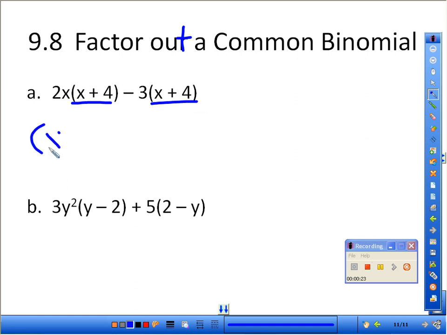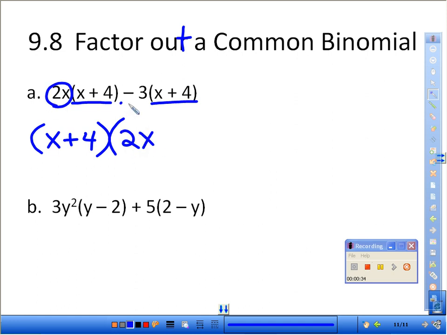So if I factor out x plus 4 from each of those terms, I'm left with 2x and a minus 3, and that becomes our second factor. The answer to this problem is the quantity x plus 4 times the quantity 2x minus 3.